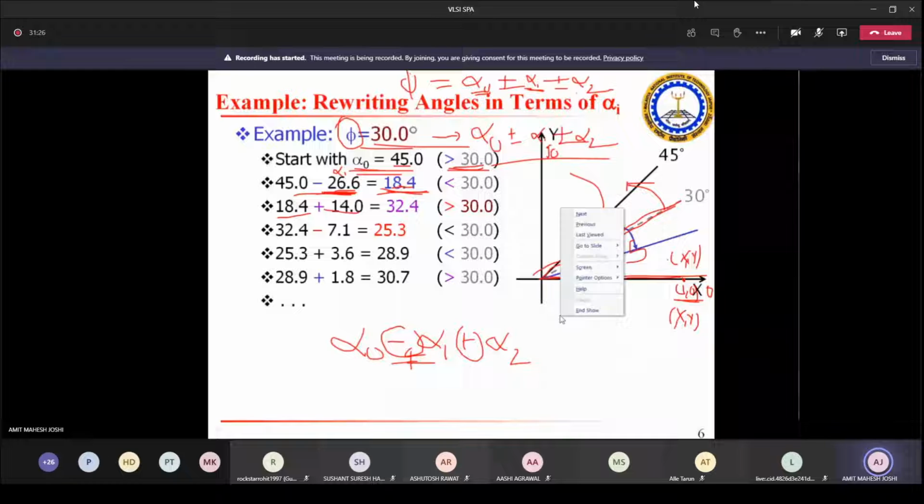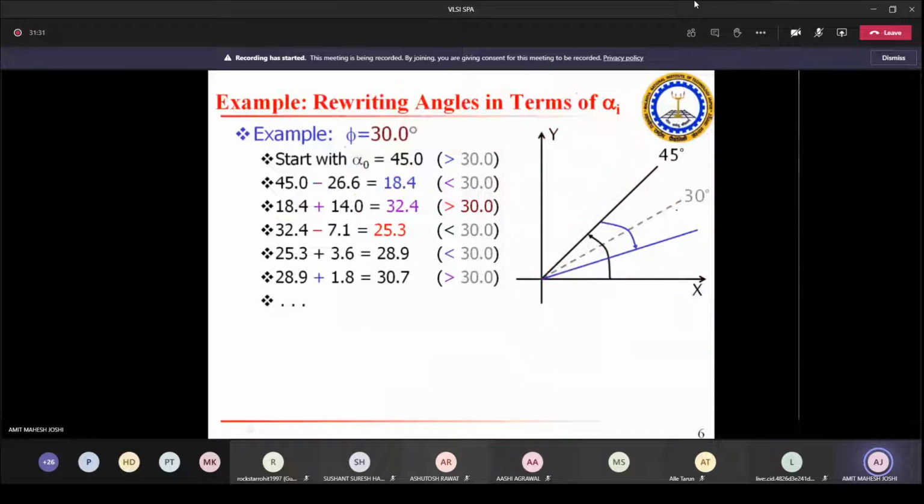So what will be my next value? This is 30. Now this is actually 26.6. Now 26.6 I will add again. So I will add alpha 2, and it will move to somewhere over here, slightly greater than 30, which is 32.4. So 18.4, next I have added the alpha, which gives me 32.4.